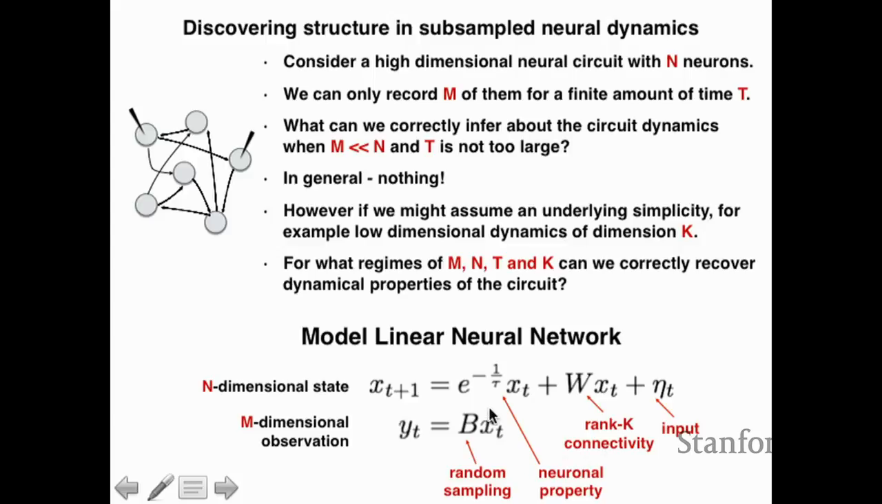Okay? Now again, you don't get to observe the full state. You only observe a subset. And this is your random sampling matrix. Okay? So now what do people do? They fit an autoregressive model to y of t. Okay? But what the heck does the autoregressive model fit to y of t have to do with an autoregressive model fit to x of t when m is much, much less than n, when y is a much lower dimensional vector than x?